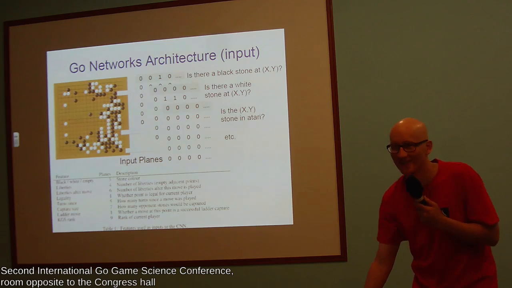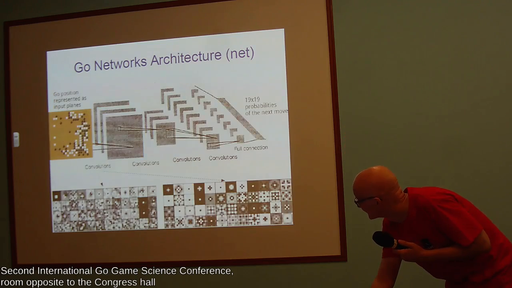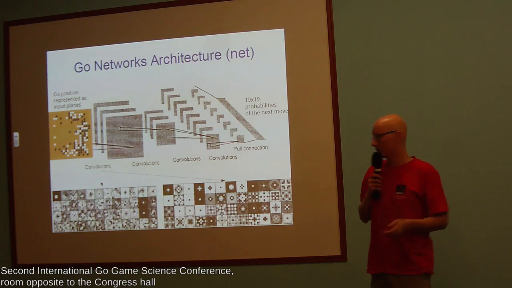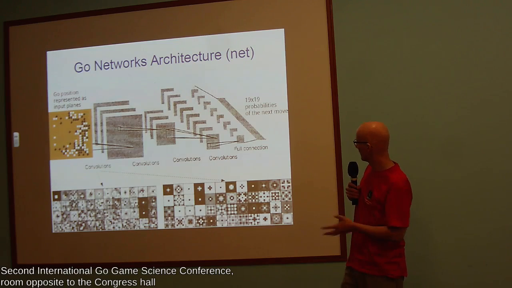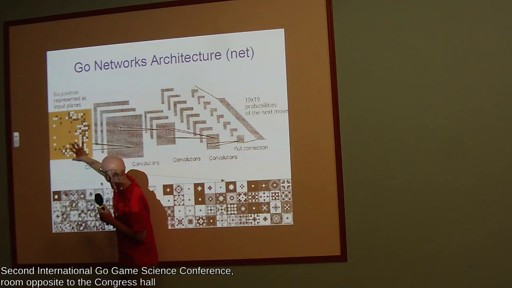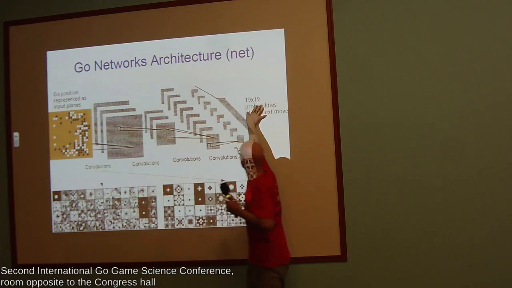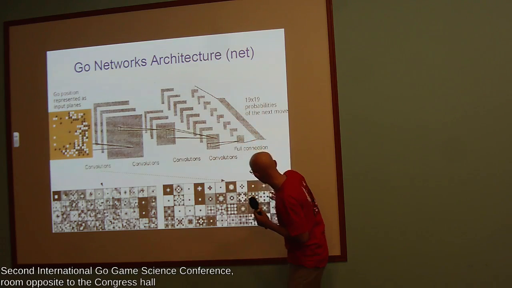Yeah, of course. So it's the ear-reddening move. And to paraphrase Yann LeCun's handwritten digit recognizing network in terms of Go: you have the input layers, the convolutions, and then full connection and 19 by 19 probabilities for the output moves. Those are the kernels.